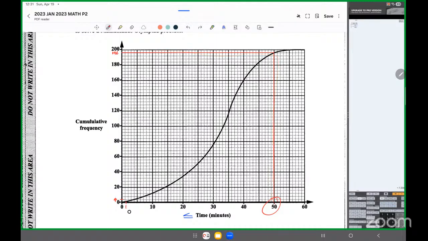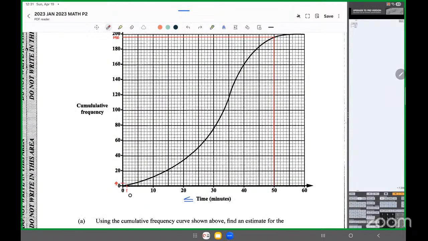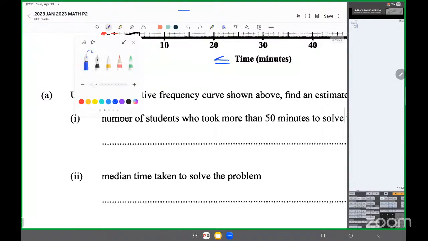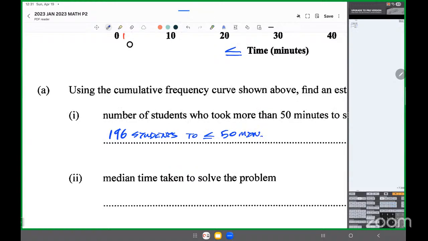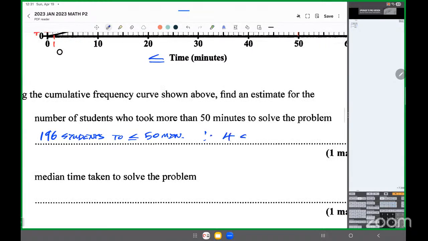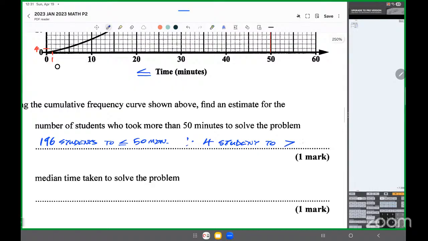All right, so let's put it down here. So see here, 196 students took less than or equal to 50 minutes. Therefore, 4 students took more, greater than 50 minutes, which is what this is asking us. Who took more than 50 minutes? That's what that means.